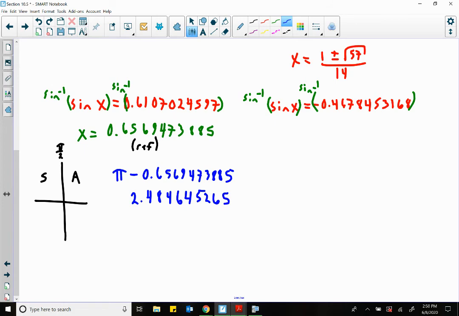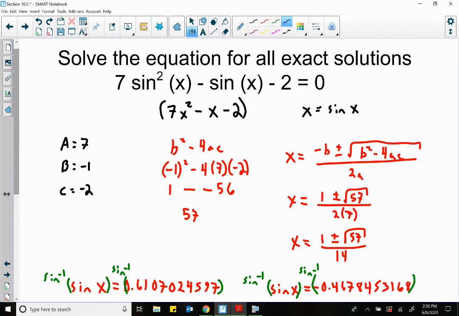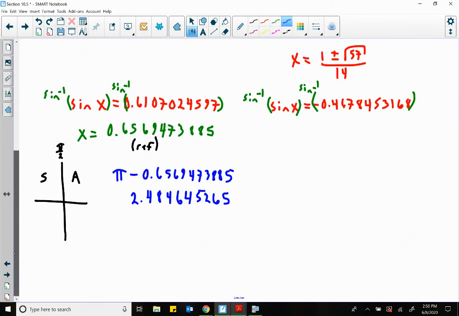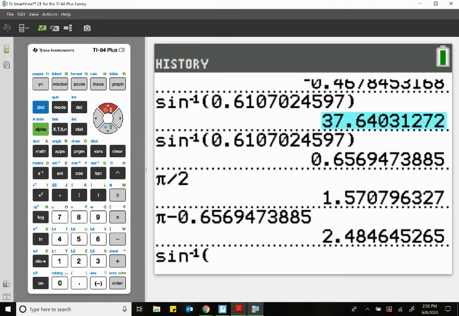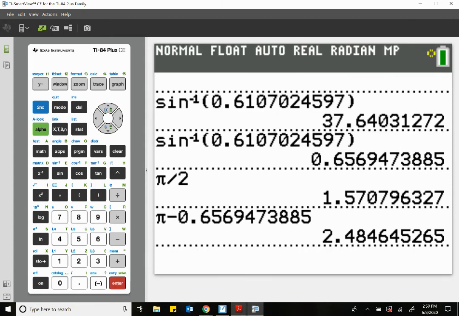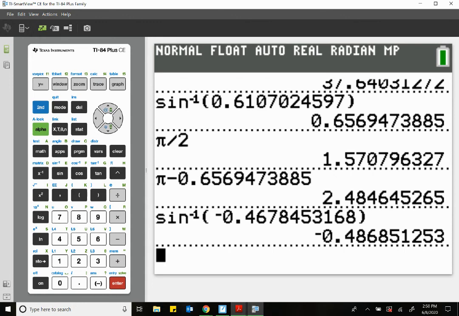Okay. We'll talk about how we get the answers because, again, this thing wants all exact solutions. Okay? So over here, once we find x, we're going to go to the calculator. Second sine. Go up there, grab that negative 0.46 right there. Close it, enter. So there's our value. Negative 0.4868.